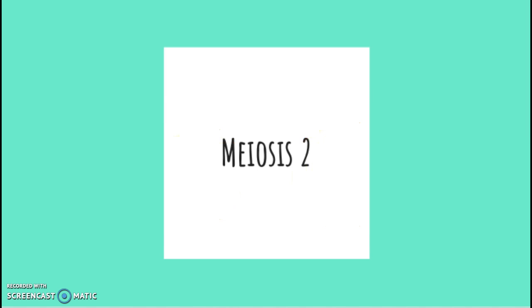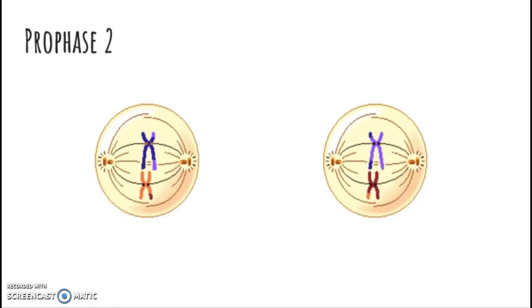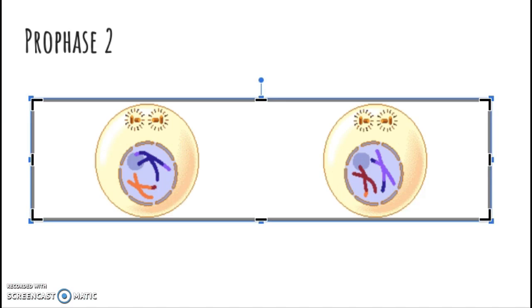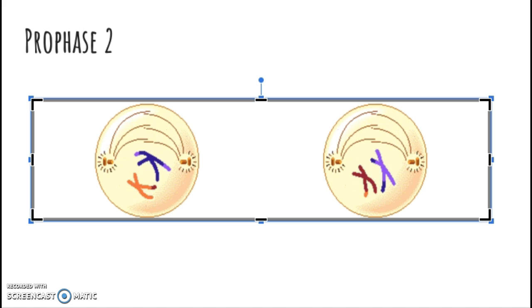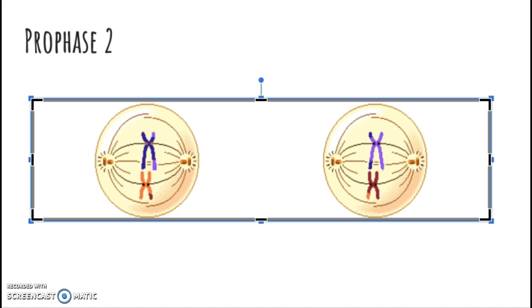Now let's talk about meiosis II. Starting with prophase II. A new spindle forms around the chromosomes, as shown.